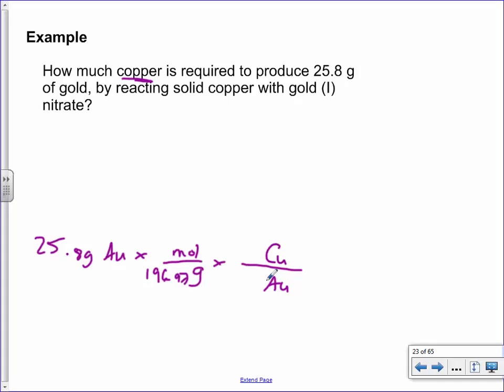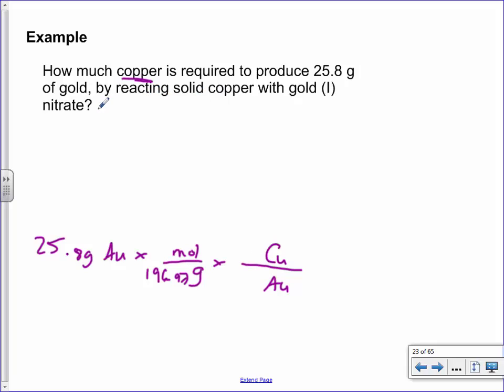We need to write a balanced chemical equation, right? This is really going to draw on our skills from our review unit in grade 10, because if you don't write your balanced chemical equation properly, the whole thing's screwed. Does that make sense?